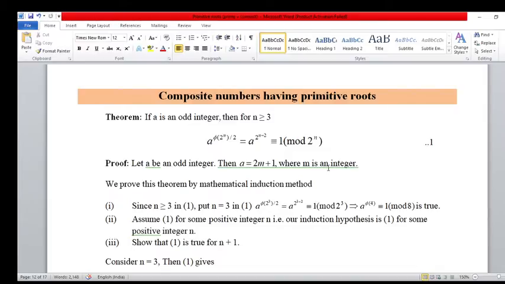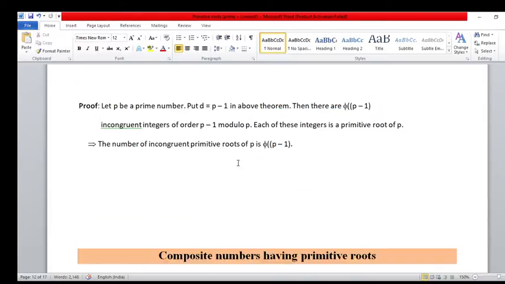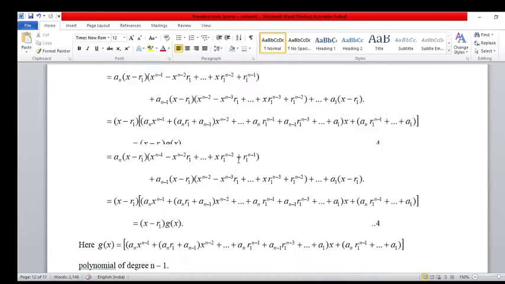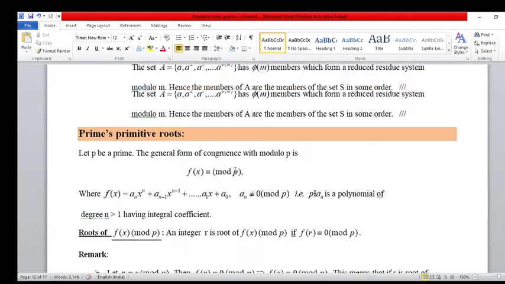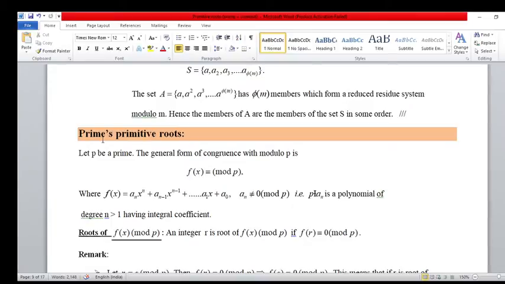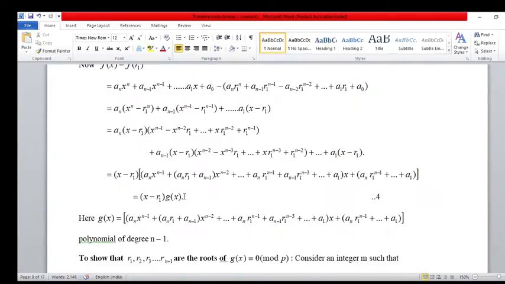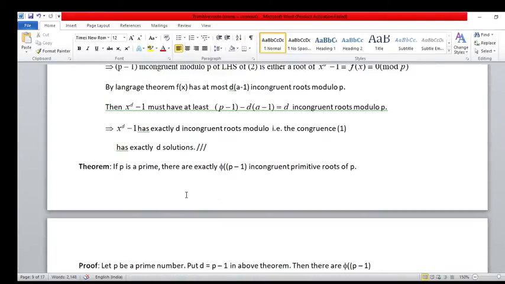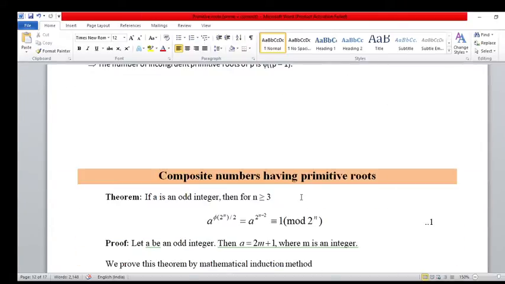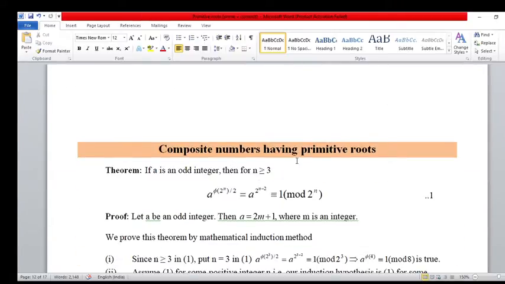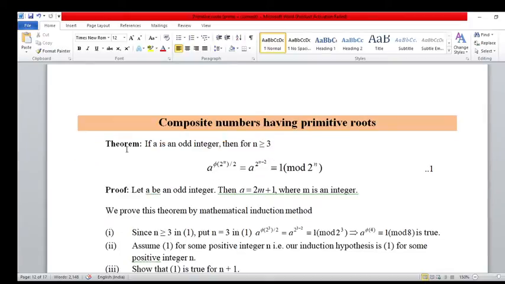This is the composite number having a primitive root. In the previous lecture, we have seen primitive roots of primes, and here primitive roots of composite numbers, means composite numbers having a primitive root. For this, a theorem is given. This theorem is most important.